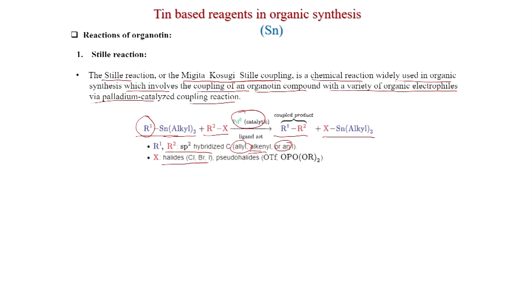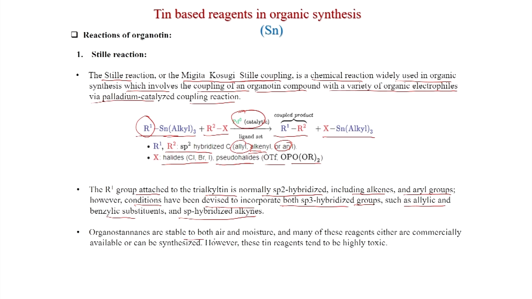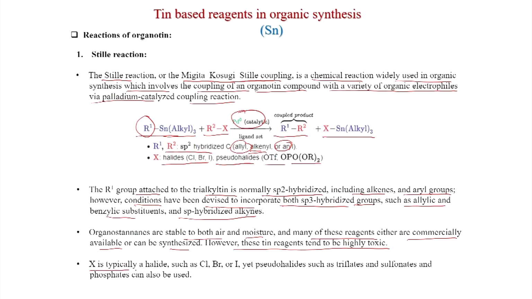X are halides, chlorine, bromine, iodine, also pseudohalides OTf, OP(O)(OR)2. So, these are the X components. The R1 group attached to the trialkyltin is normally sp2 hybridized, as we have said earlier, including alkenes and aryl groups. However, conditions have been devised to incorporate both sp3 hybridized groups such as allylic and benzylic substituents and sp hybridized alkynes. Organostannanes are stable to both air and moisture, and many of these reagents either are commercially available or can be synthesized. However, these tin reagents tend to be highly toxic. So, you have to handle them carefully. X is typically a halide such as Cl, Br or I, yet pseudohalides such as triflates, sulfonates and phosphates can also be used.